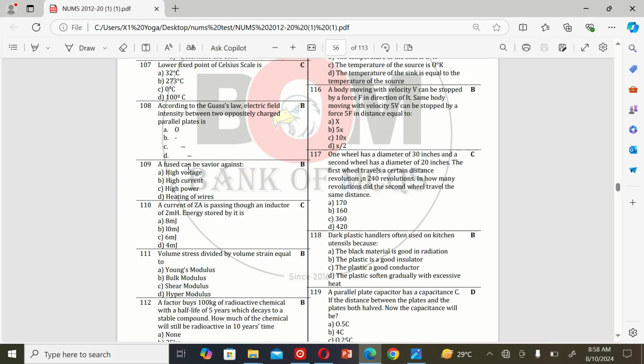The next MCQ is: a fuse can be used to save against: A, high voltage; B, high current; C, high power; D, heating of wires. So the correct option is B.